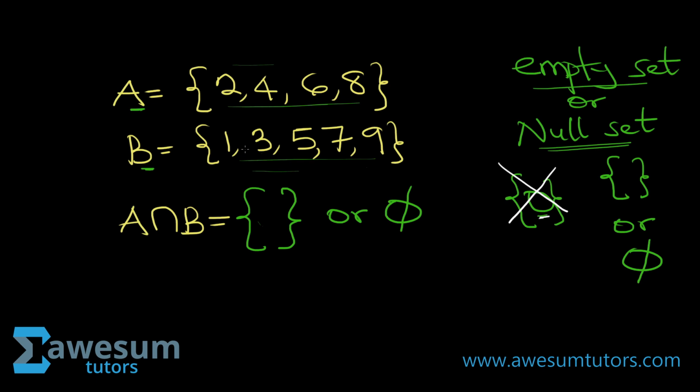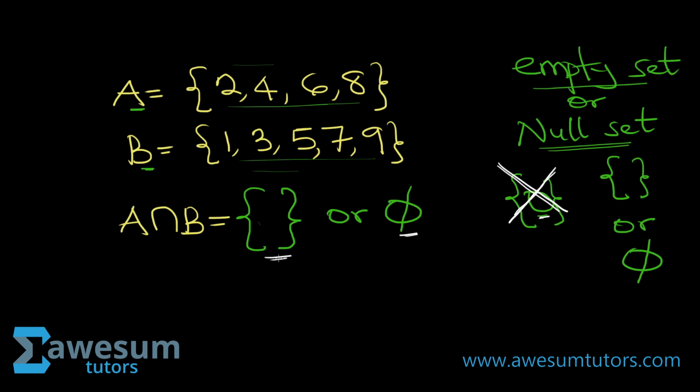But we know that the intersection of A and B from what we got here does not have any element in common. That means you cannot do this. So an empty set is just the open and the close braces, okay? Or you write it this way. I hope you guys understand this fundamental concept right now.